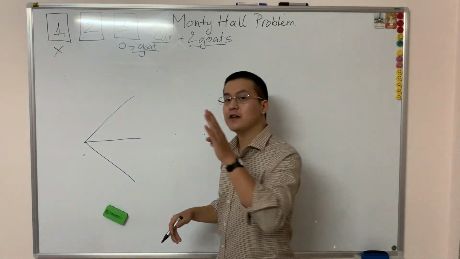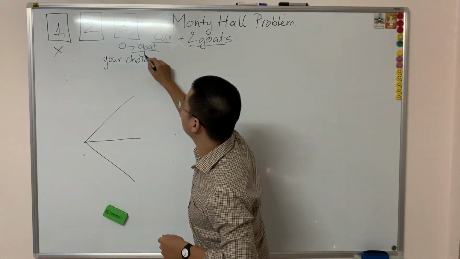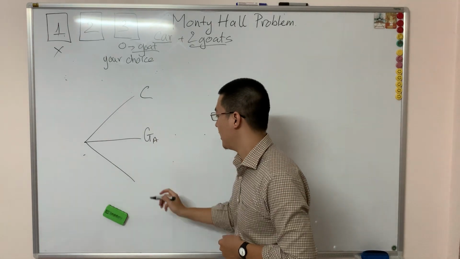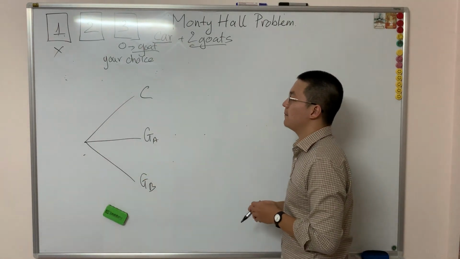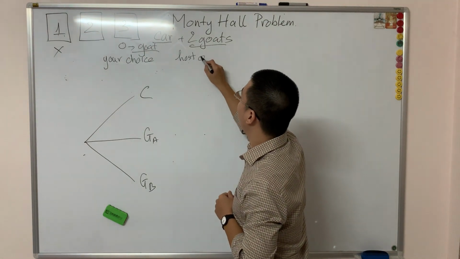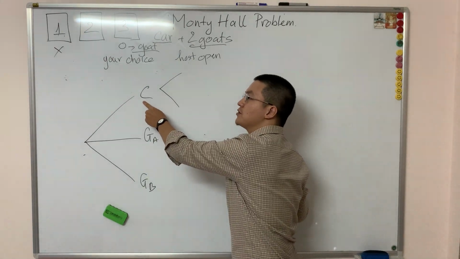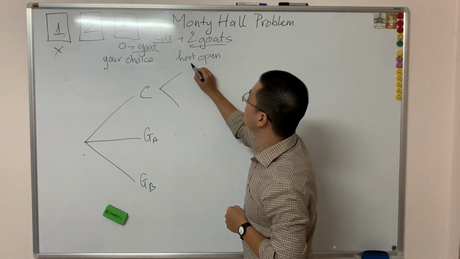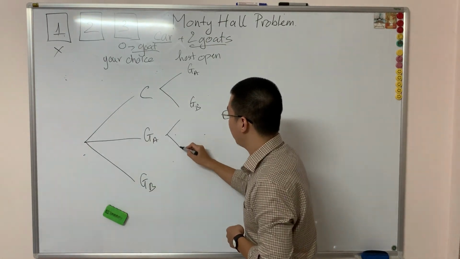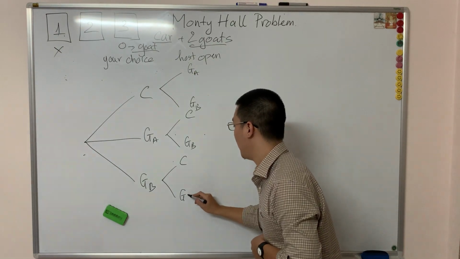For the first choice, you could choose the door with the car, the door with goat A, or the door with goat B. When you choose a door for the first time, the host will open one of the two doors left. If you choose the door with the car, there are two doors left with goat A and goat B. Similarly, in the other cases you have two doors left with the car and goat B, or the car and goat A.